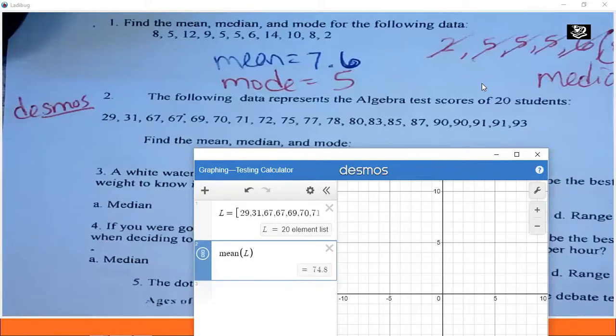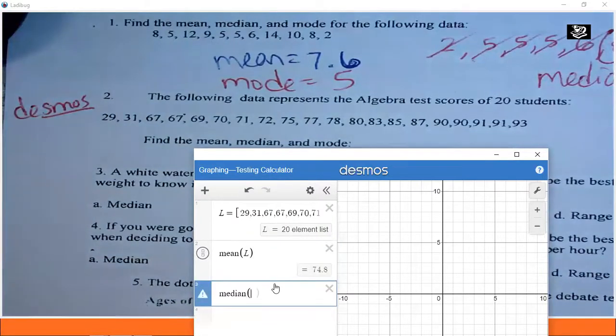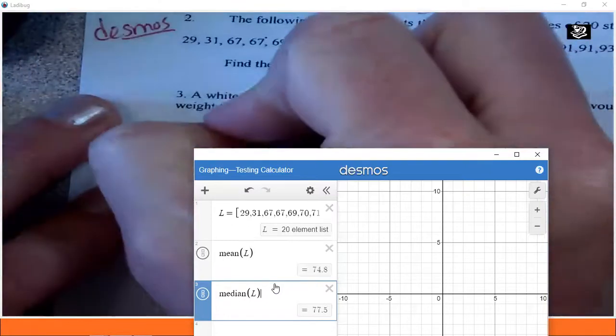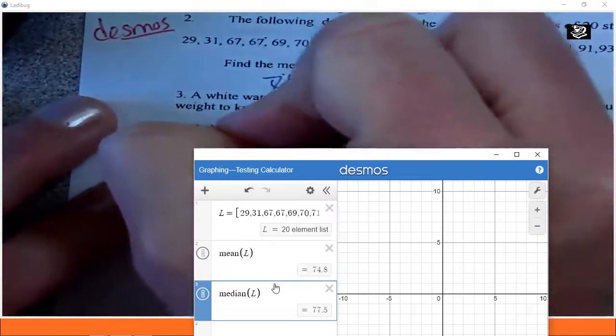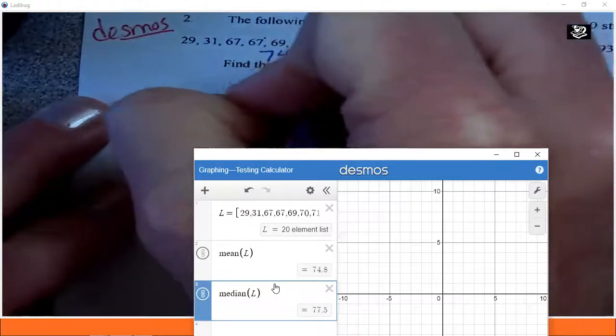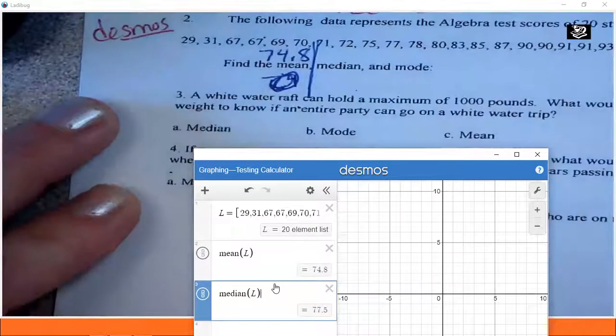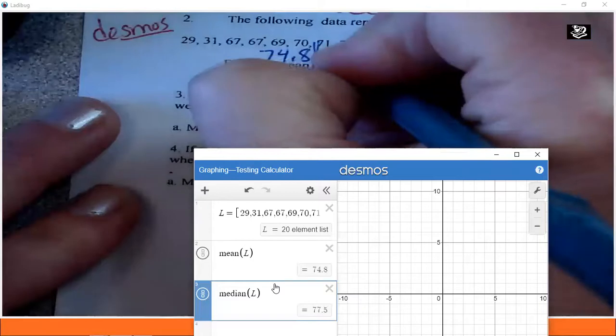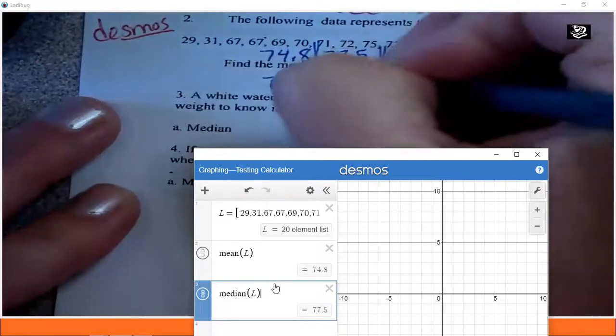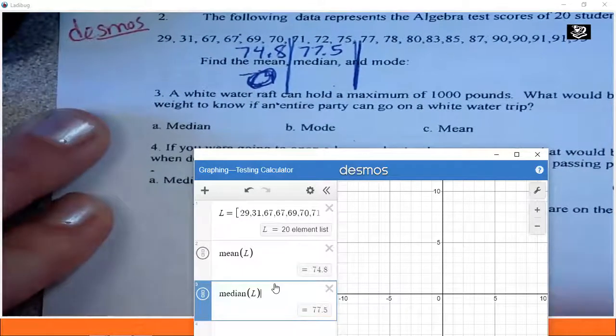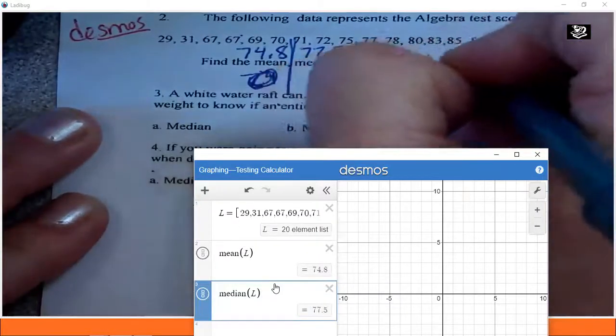Should be 74.8. All right, then you type in the word median, and put in your L, and it will give you the median. So the mean we got to be 74.8. The median is 77.5. And Desmos will not do the mode.